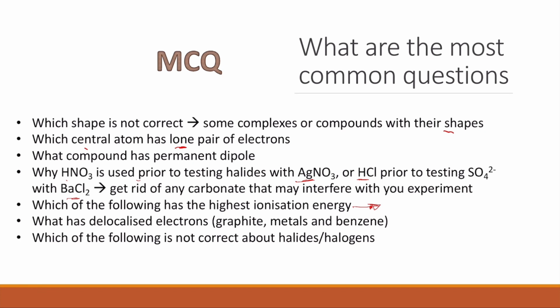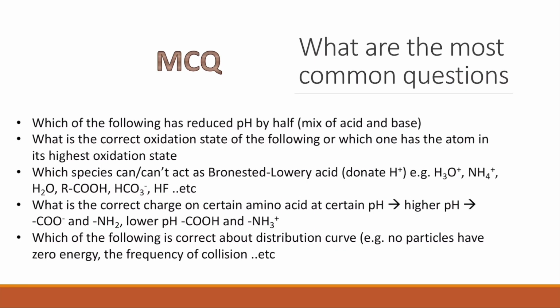What has the delocalized electrons? As we said, graphite, metals, and benzene. Which of the following is not correct about halides or halogens? This is very common in the multiple choice. Make sure that you know the trends for the halides, you know their electronic configuration, you know about their properties, because they tend to ask a lot about that in the exam.